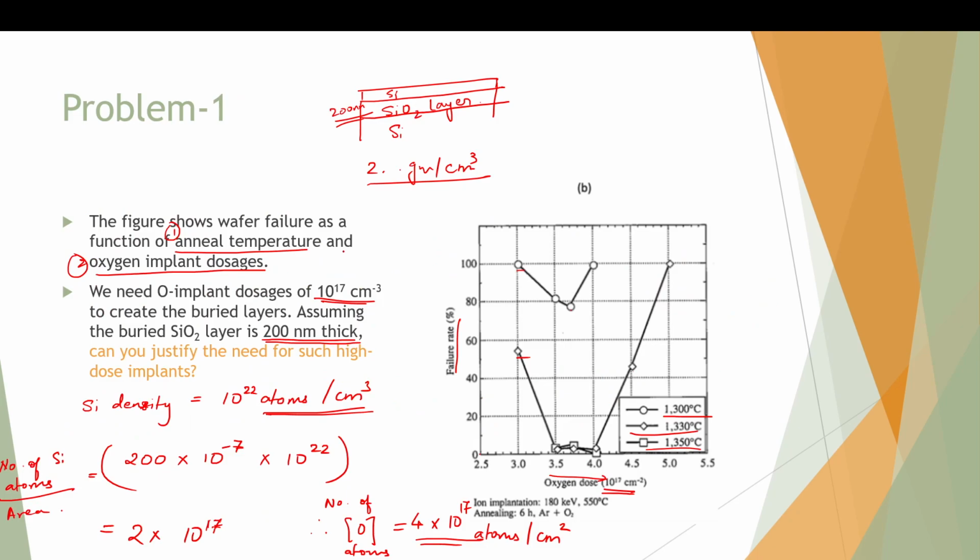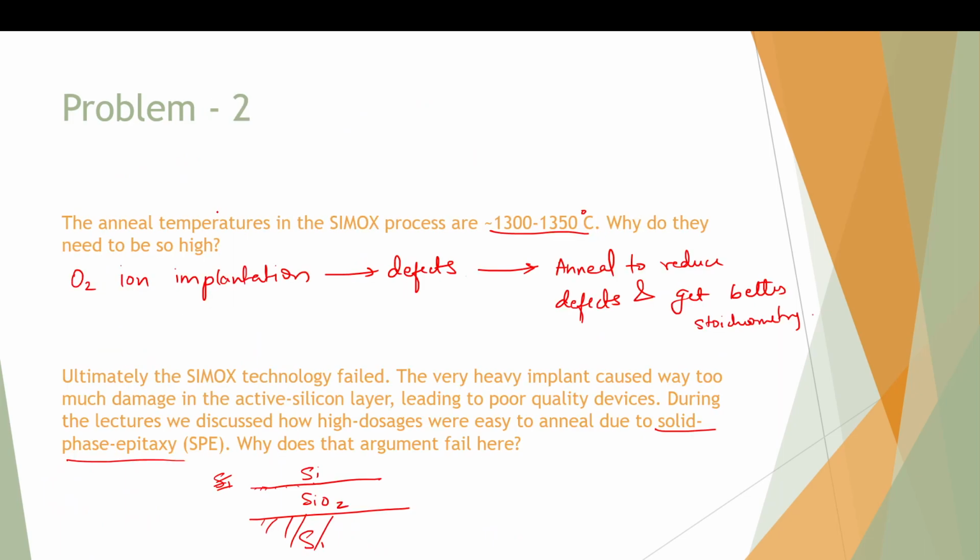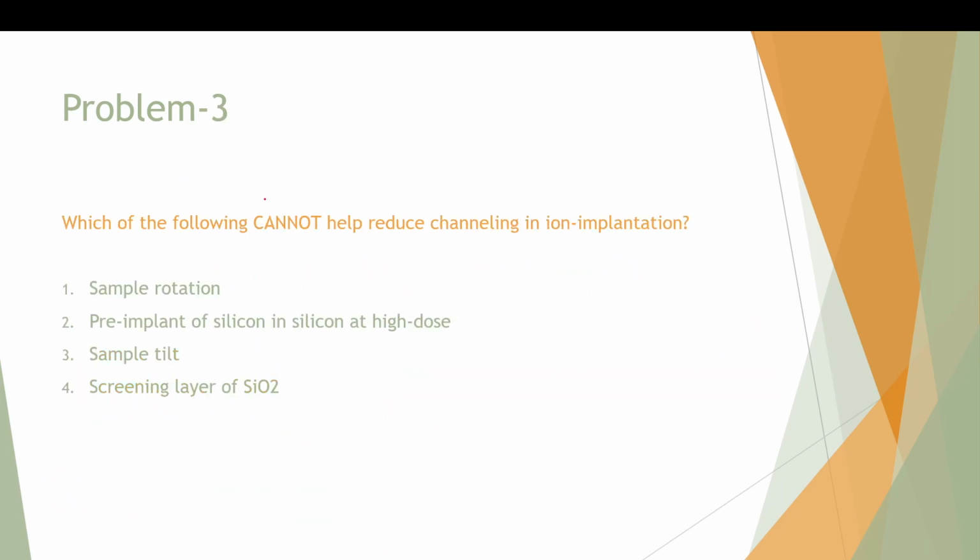Okay, that was about the CMOX process. So now let's go to the next problem. The problem is a multiple choice question. Which of the following cannot help reduce channeling in ion implantation?